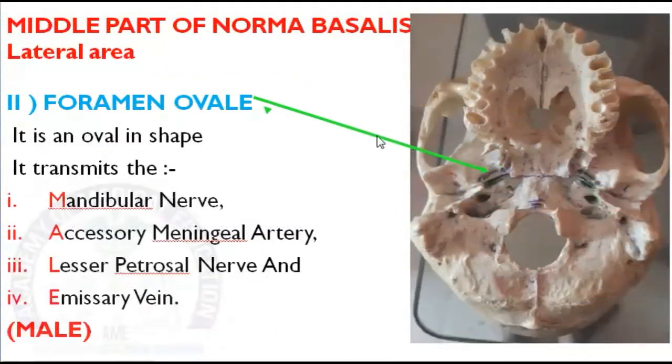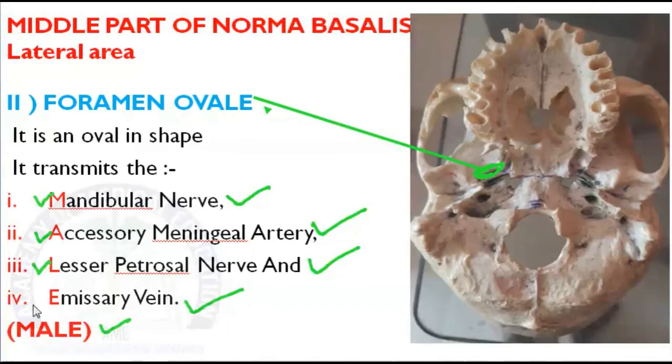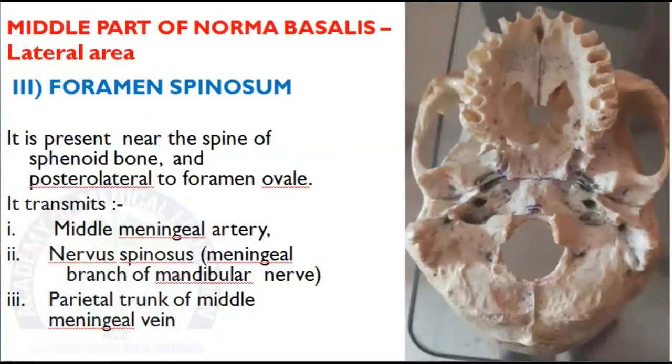In the middle part, lateral area, the second structure is the foramen ovale. It is oval in shape, so it is called foramen ovale. This is the foramen ovale. It transmits the mandibular nerve, accessory meningeal artery, lesser petrosal nerve, and emissary vein. It is remembered by the mnemonic MALE. M stands for mandibular nerve, A for accessory meningeal artery, L for lesser petrosal nerve, and E for emissary vein.